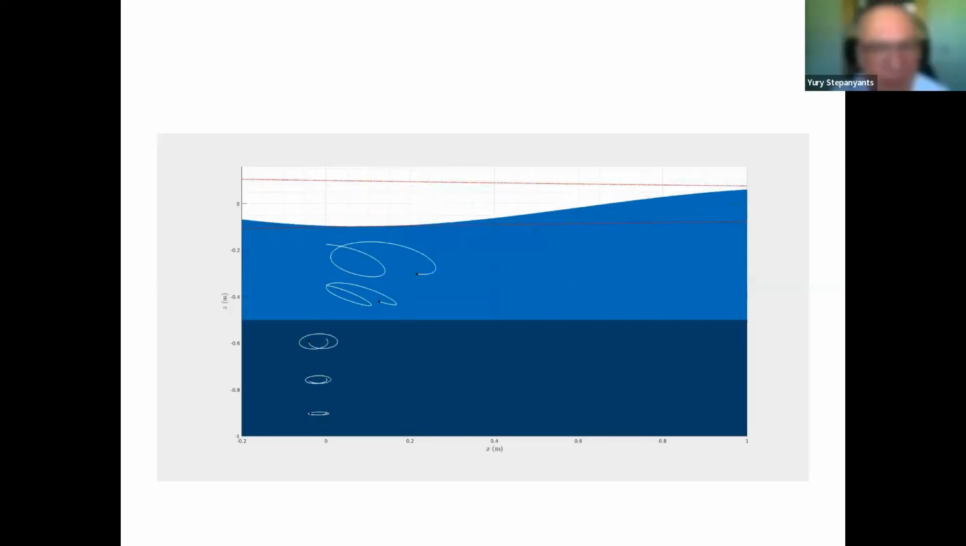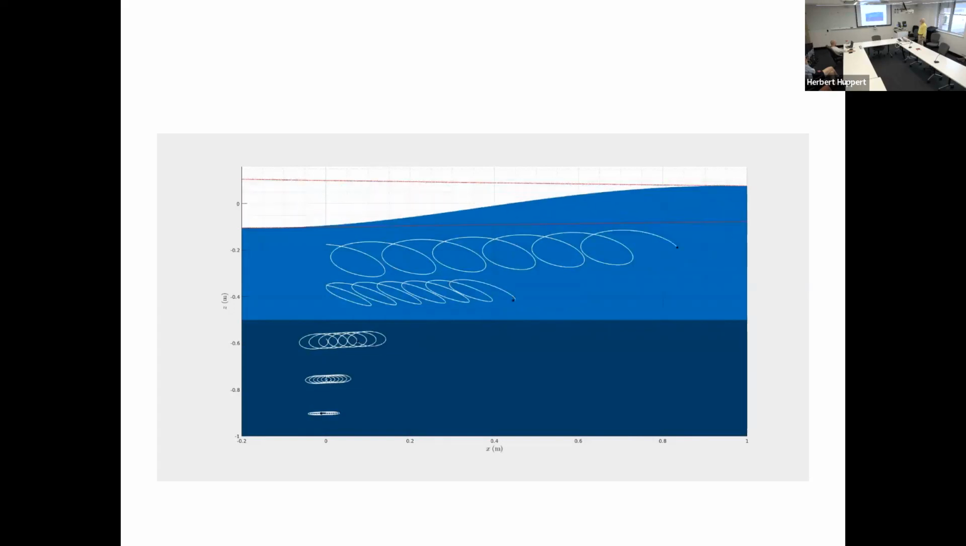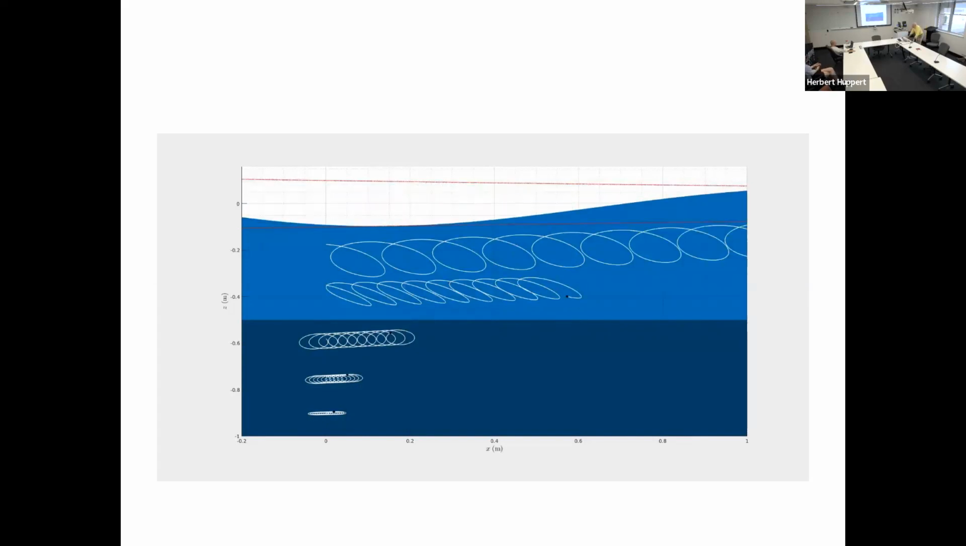Well, just to show you what it looks like, and you see there's a vertical Stokes drift, i.e. a vertical component to this motion, which is circular.